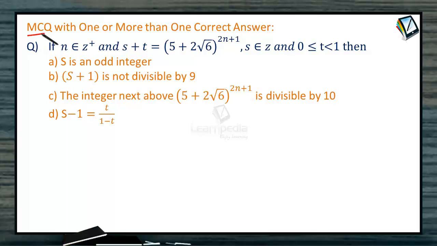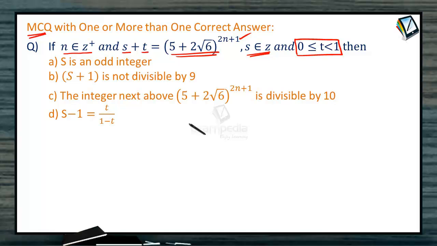The very first question is a multiple choice question with one or more than one correct answer. The question is: if n is a positive integer and s plus t is equal to (5 plus 2 root 6) to the power 2n plus 1, with s being an integer and t a decimal fraction between 0 and 1, then which among these four are correct?